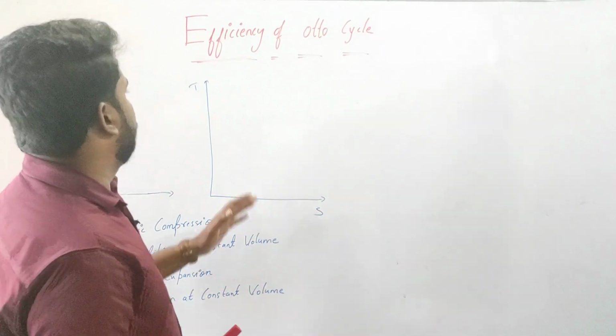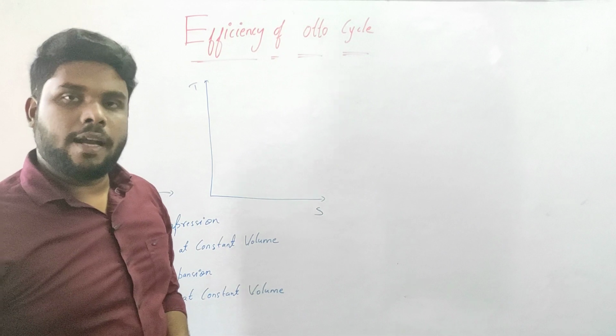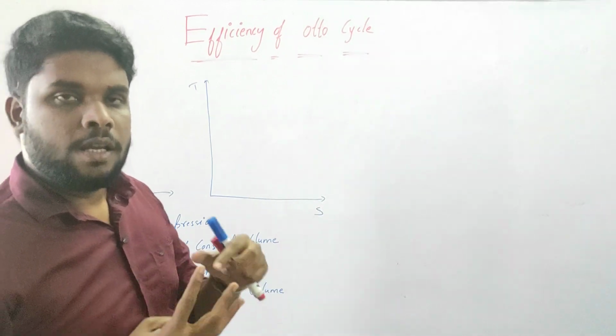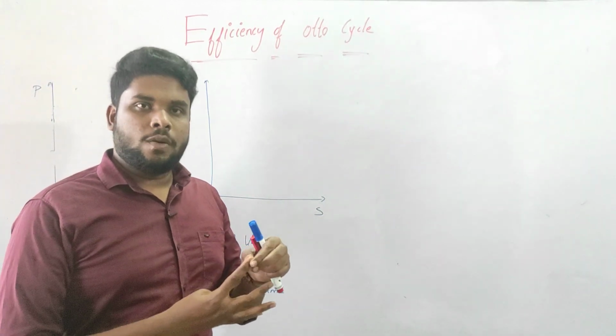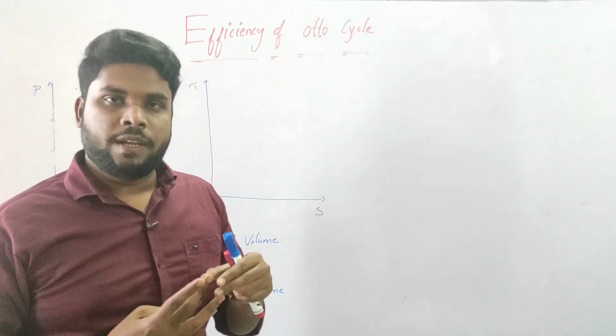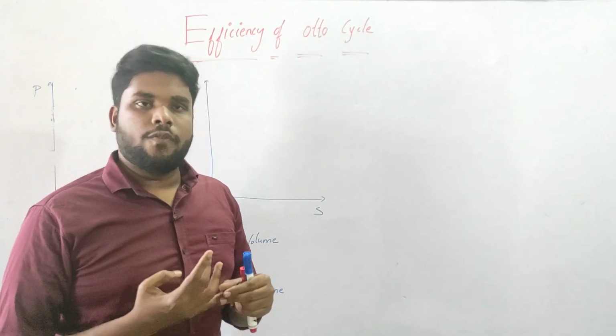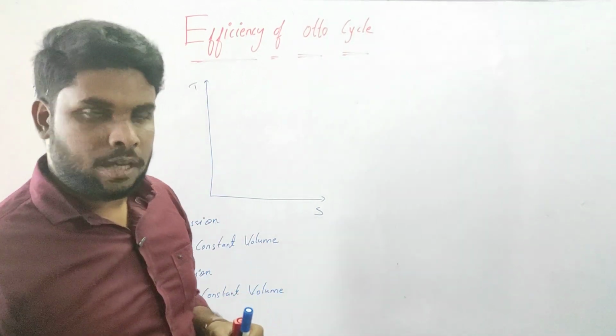So in this video we are going to derive the expression for efficiency of Otto cycles. As we know, there are four processes in the Otto cycle. The first one is the adiabatic compression or isentropic compression. Second is the heat addition at constant volume, third is the adiabatic expansion or isentropic expansion, and fourth one is the heat rejection at constant volume.